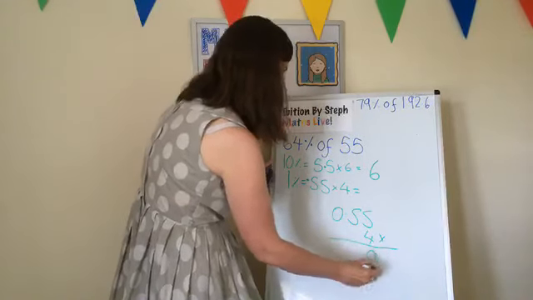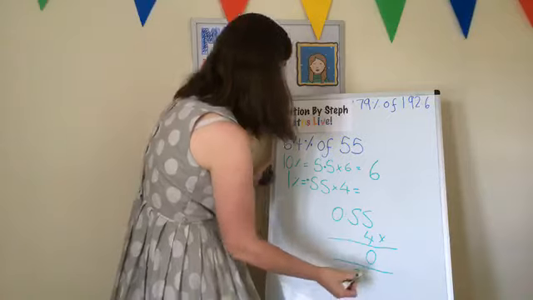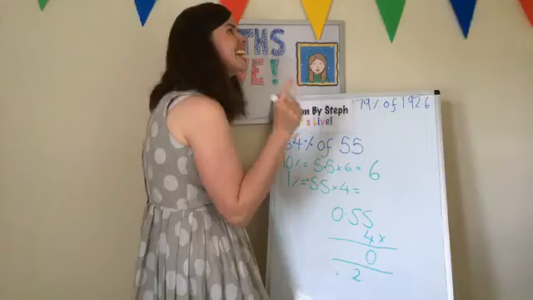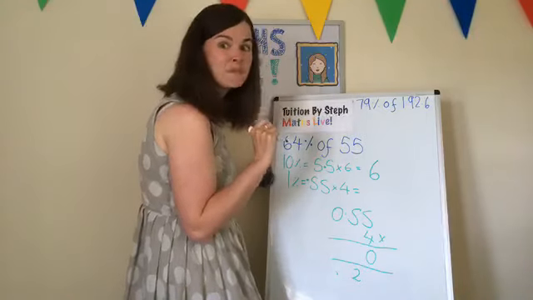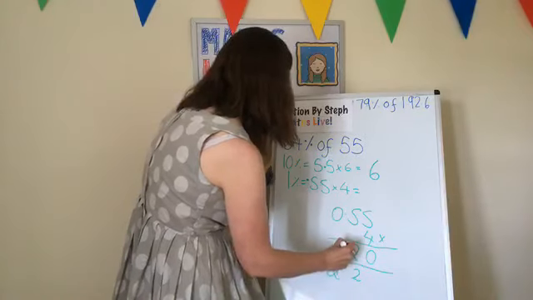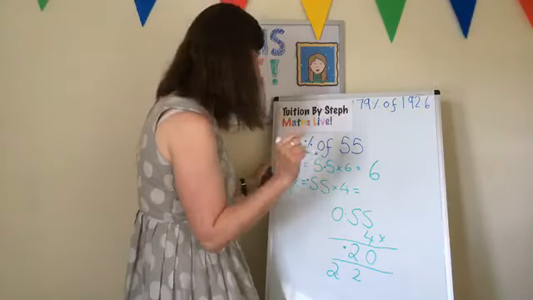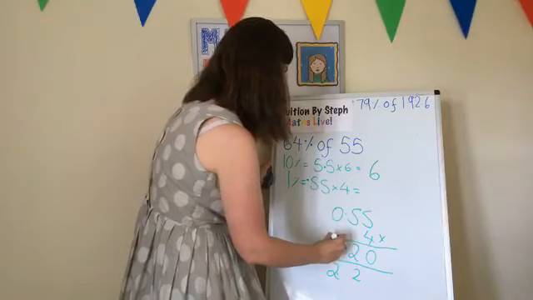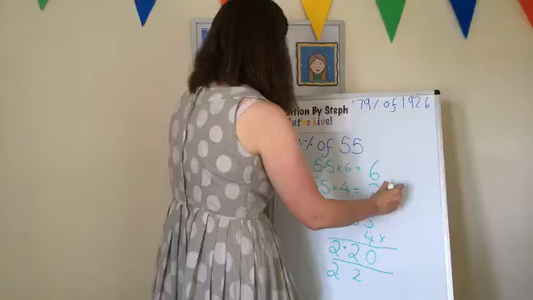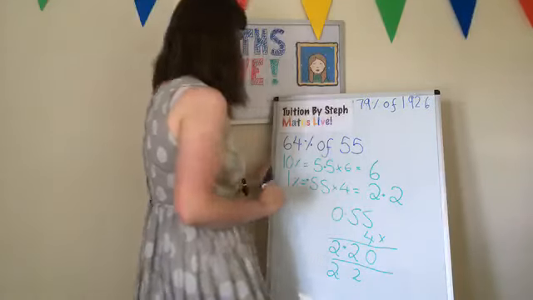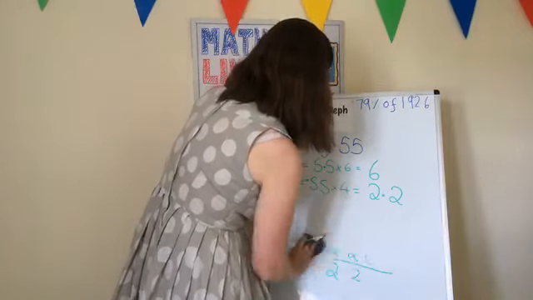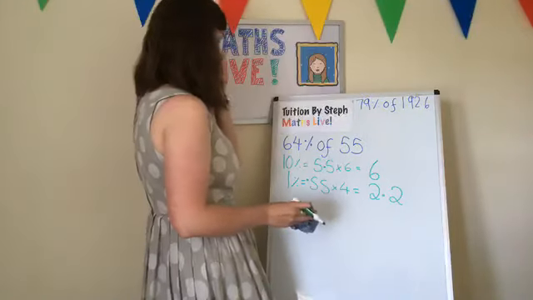5 4s are 20. So 2 down there. And then 5 4s are 20 again. And then if I add 2 to 20, that's 22. And then nothing times 4 is nothing. Plus the 2, nothing plus 2 is 2. So that's 2.2. Okay? Add those together.